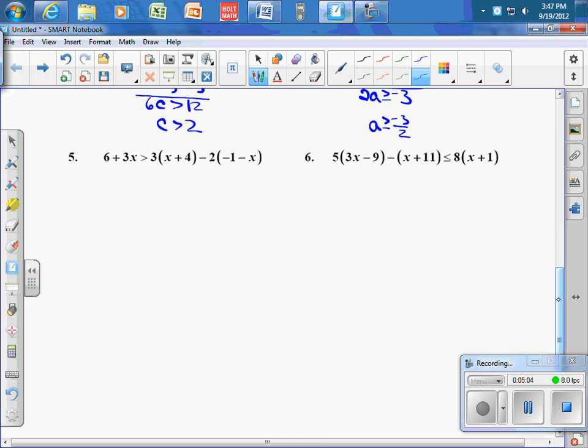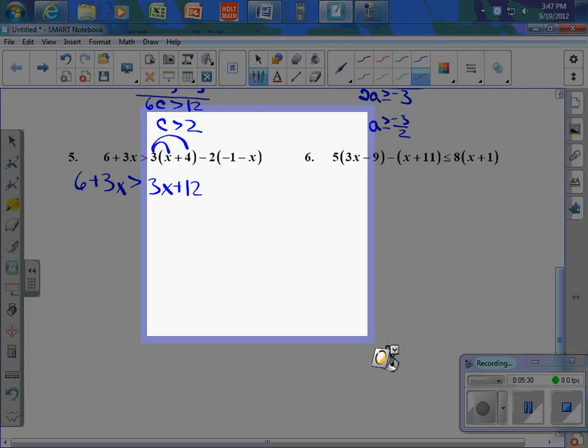All right, number 5. Well, on the left side, I don't have any parentheses to clear, so I'm just going to have 6 plus 3x. Now that's going to be greater than. Now here's what I'm seeing. I see a 3 outside the parentheses times the x inside, 3x. I see 3 times positive 4 is positive 12.